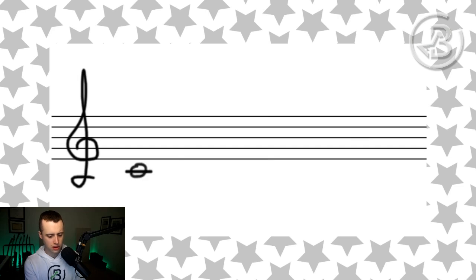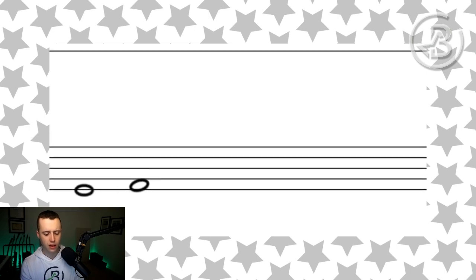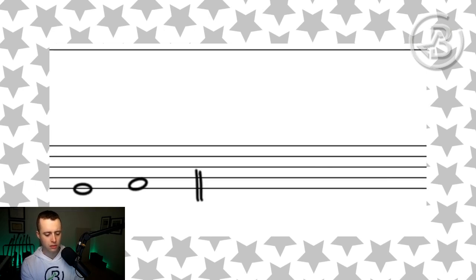Okay, so here's C. Half step up, it's going to be C sharp. The next note, which is a half step up, is D. Then we go to, you guessed it, D sharp. Next up is E. Remember, between E and F, there's no sharps or flats, so we go straight to F. From F, we go to F sharp. F sharp, we go to G.